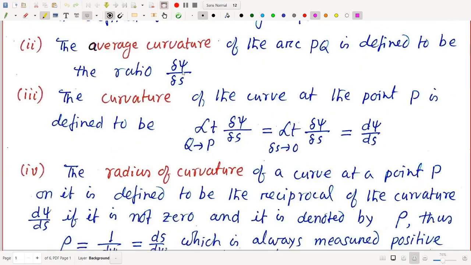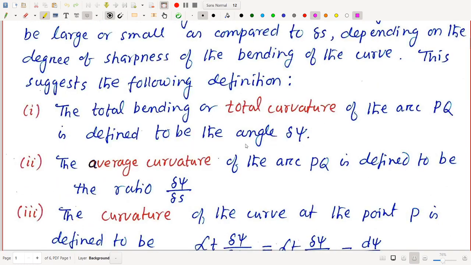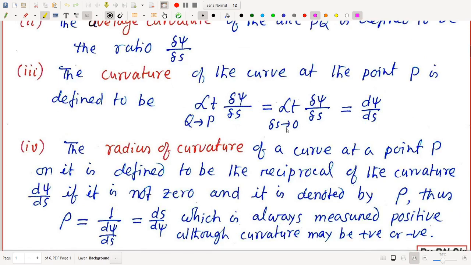Now if we take the limit of delta psi by delta s, it will become the curvature at the point P. So that is the definition given here. The curvature of the curve at the point P is defined to be the limit of delta psi by delta s as Q tends to P. Q is very near to P. When Q approaches P, automatically the arc length delta s tends to 0. So this limit is the limit of delta psi by delta s as delta s tends to 0. But this is the definition of the derivative of psi with respect to s. It is d psi by ds. So curvature at the point P is d psi by ds.